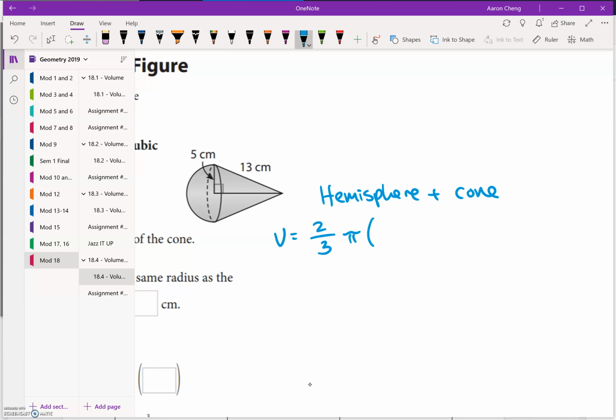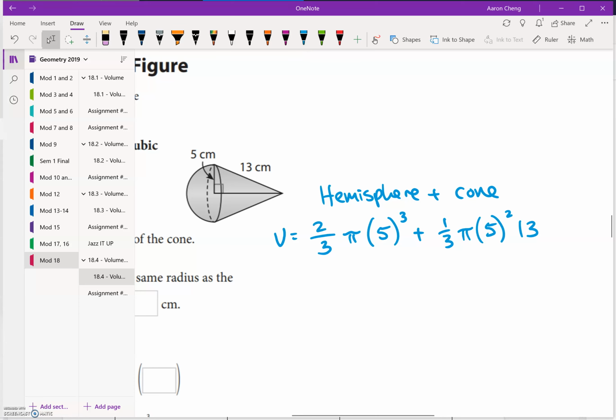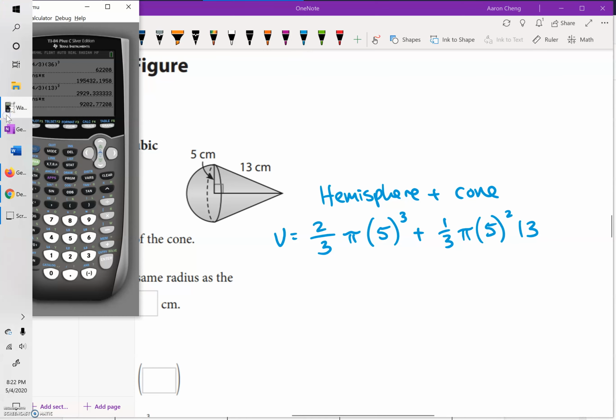r cubed, where r is our radius of 5, so 5 cubed, plus our volume of our cone, which is 1/3 pi r squared times height. So we have 1/3 pi, our radius is 5 again, squared times height, which is 13. And then we can just multiply that all out together.